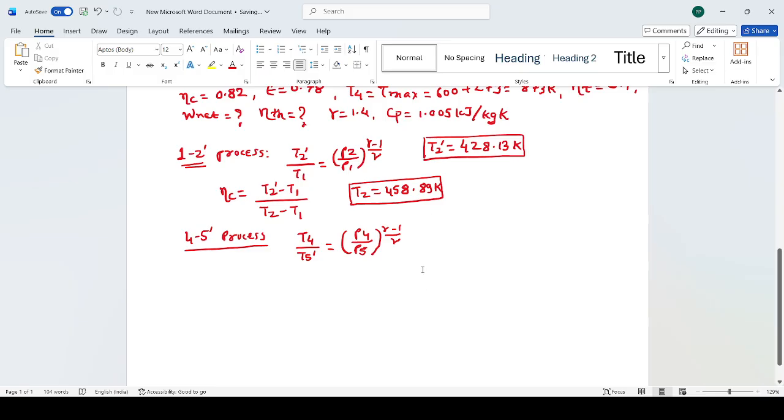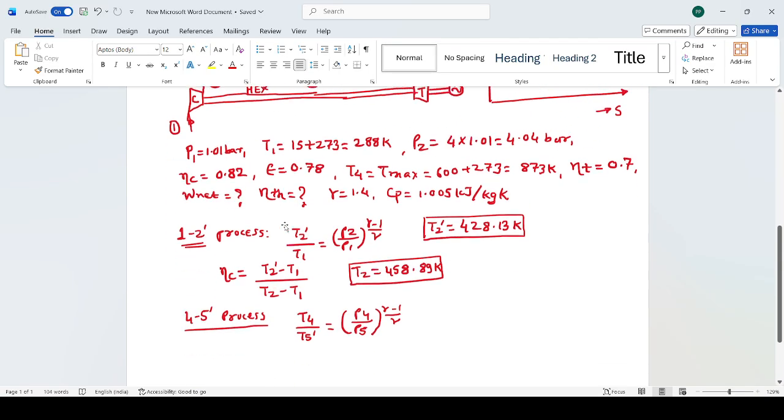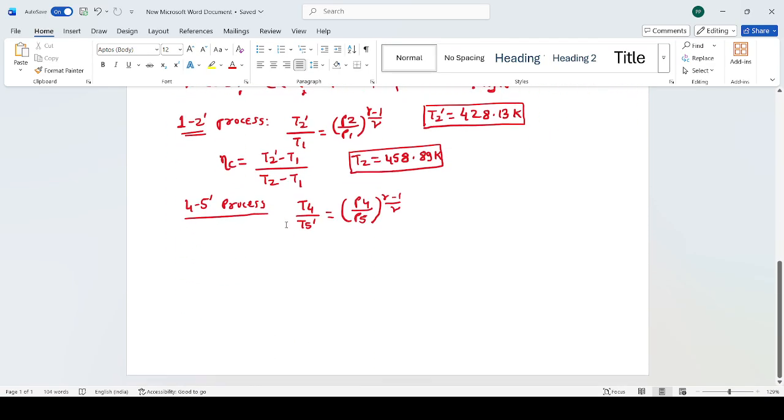Now if I see the temperature entropy diagram here, what I observe is that the pressure P2 is equal to pressure P4, and similarly the pressure P1 is equal to pressure P5. These are the constant pressure lines. P2 is equal to P3 equal to P4, and on the other side P1 is equal to P5. I hope the values of the pressures are understood.